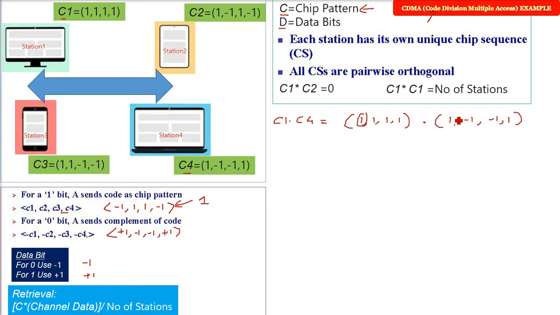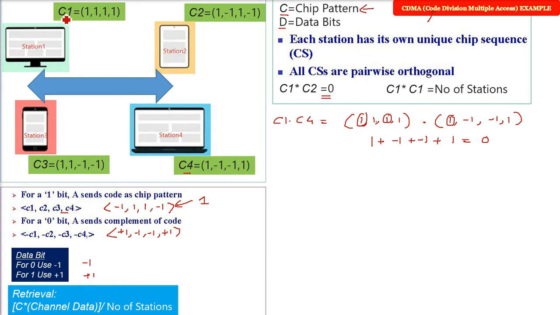Now multiply 1 with 1. What do you get? 1. Now multiply the second one: 1 into -1 is -1. Third one, 1 with -1 is -1. Fourth one, 1 with 1 is 1. Now you add them. When you add, you will get 0. You take any pair of these code sequences and take the inner dot product, and it should show orthogonality pairwise.